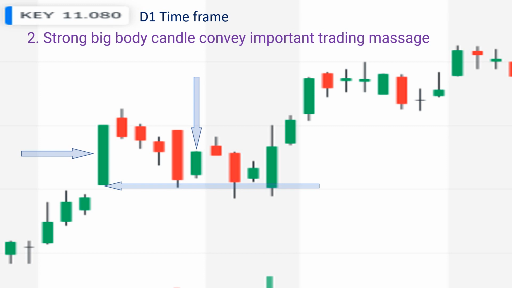Now here we see the buyers appear at this level and also at this level. And finally, the buyers push the price higher all the way, and you see a strong uptrend. All these things happen because of the theory behind a big body bullish candle with no shadow at all.